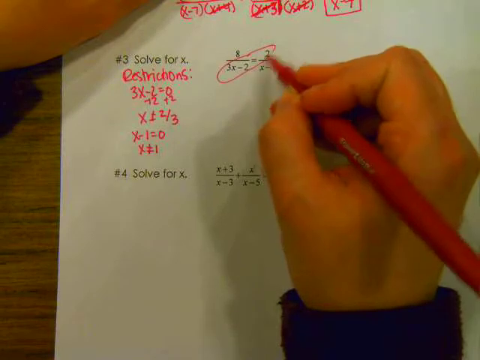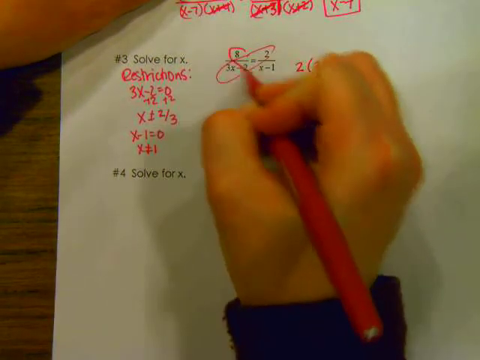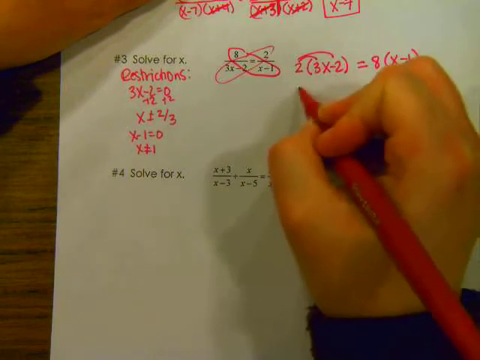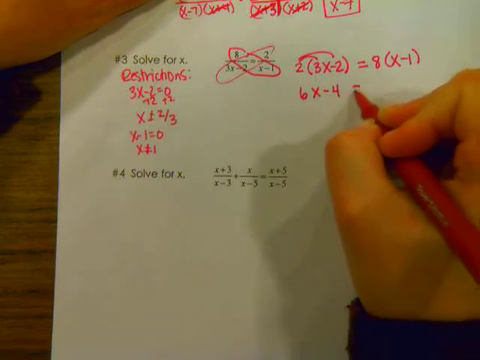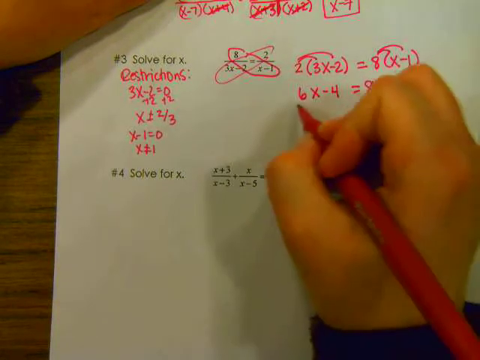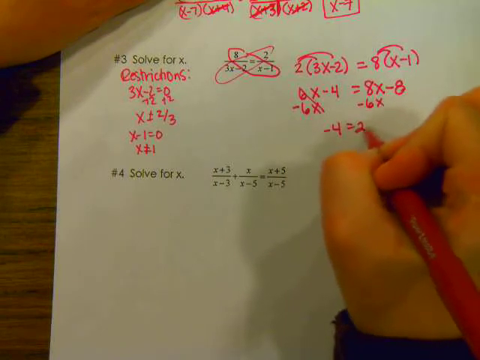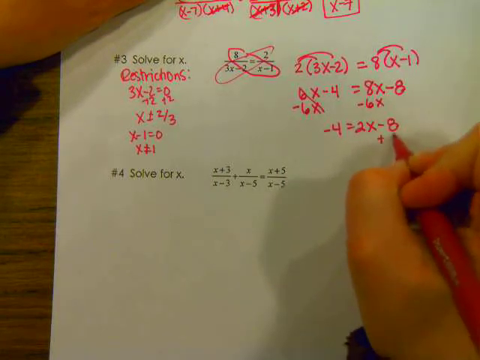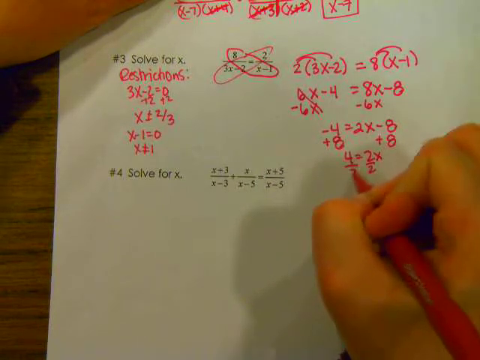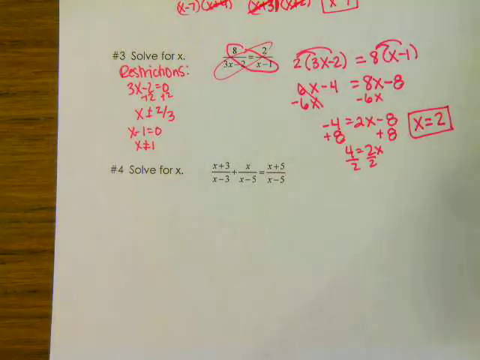So let's take a look. 2 times 3x minus 2, so I'm just doing cross multiplication, 8 times x minus 1. So 6x minus 4, 8x minus 8, subtract 6x, add the 8, divide, so x equals 2, which again is not part of our restriction, so we have our solution.